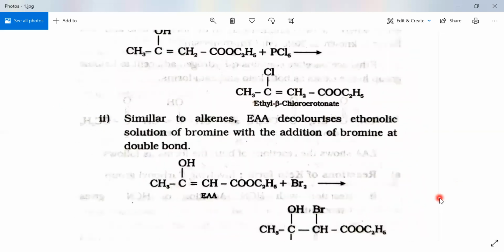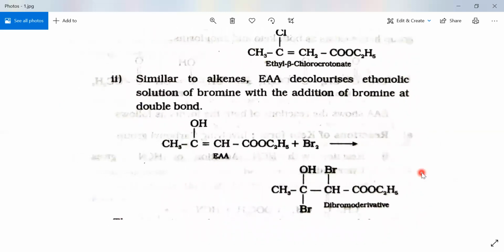Now one more reaction due to the enolic group, treatment of ethyl acetoacetate with bromine. So here, similar to alkenes, ethyl acetoacetate decolorizes ethanolic solution of bromine with the addition of bromine at a double bond.